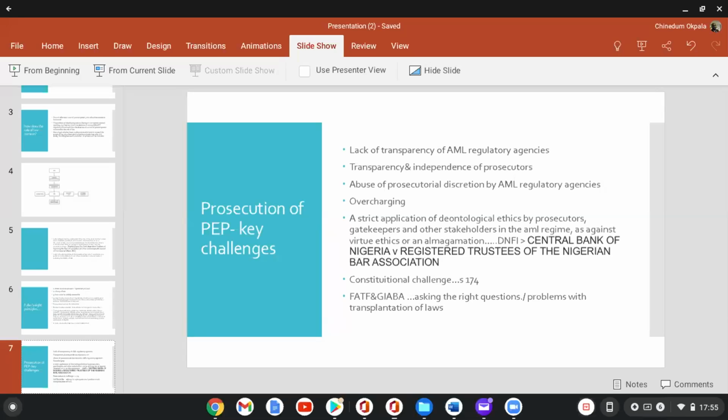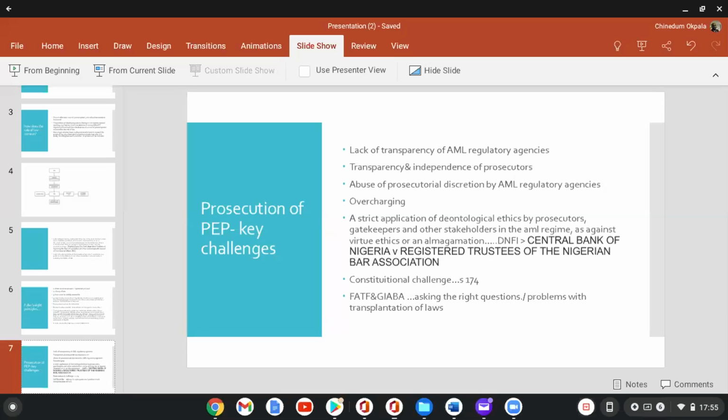Now, if you have a more transparent approach, if prosecutors and AML regulatory agencies are more transparent, your charge sheets will be open to the public, people will be able to make contributions. If the independence of the prosecutors is sacrosanct, then it will be easier and more transparent for the prosecutors to actually carry out their job.